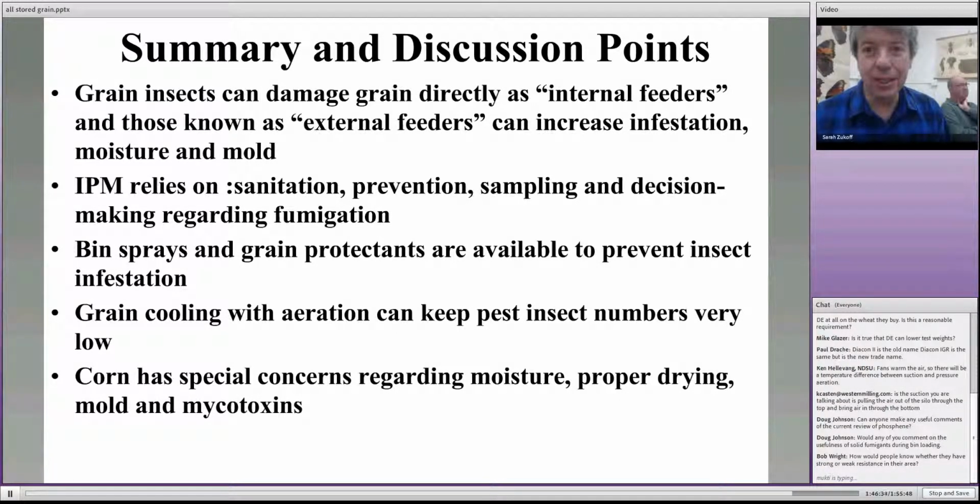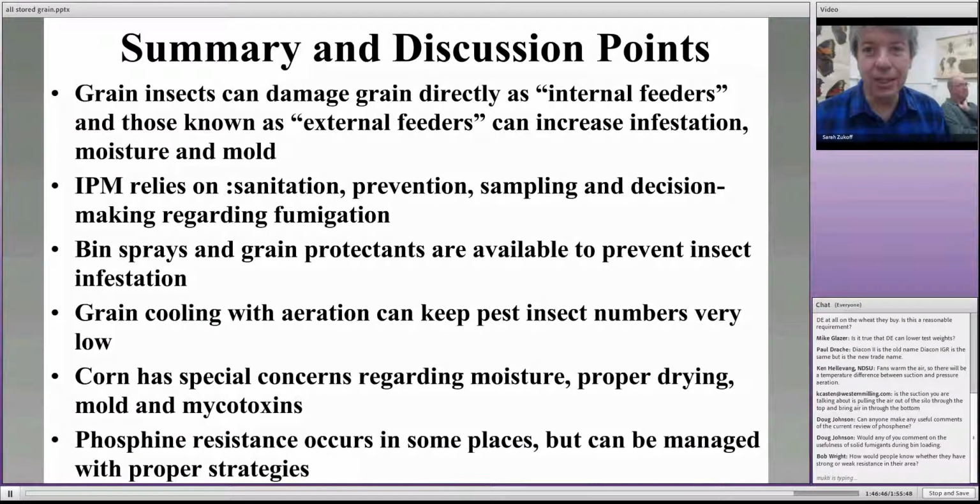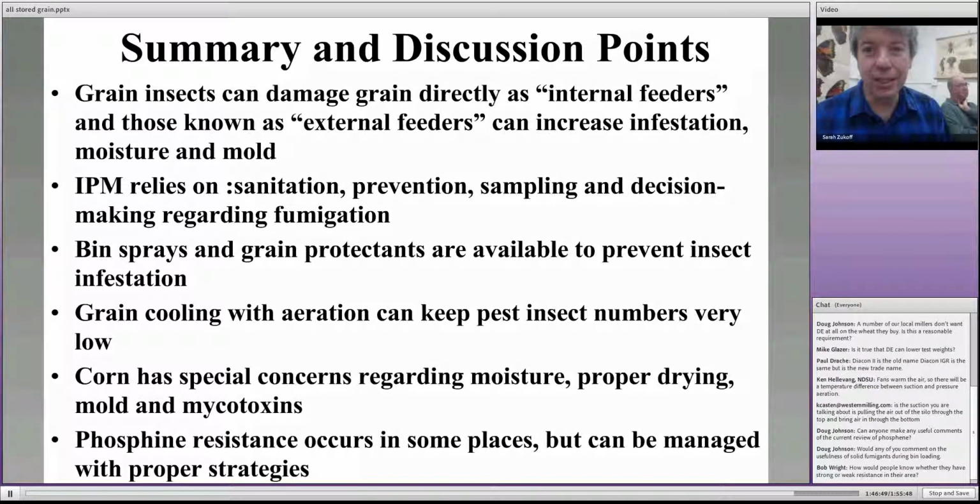You don't want mycotoxins. And of course, a lot of the elevators buying corn will do a mycotoxin test, whether it be a crude one or an advanced one. If they flag it for mycotoxins, you've got problems. And now, most lately, if we didn't have enough problems, phosphine resistance is happening in some places. I should repeat, not to get people scared, it's not everywhere.